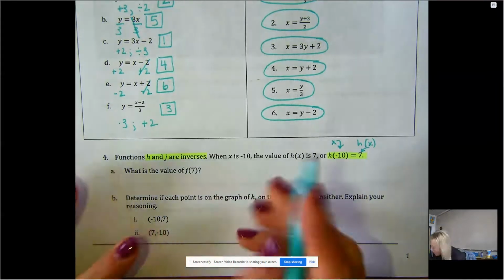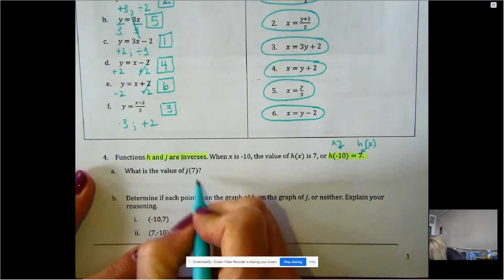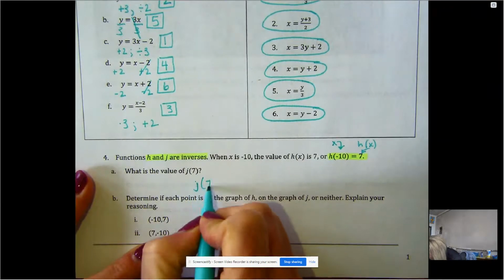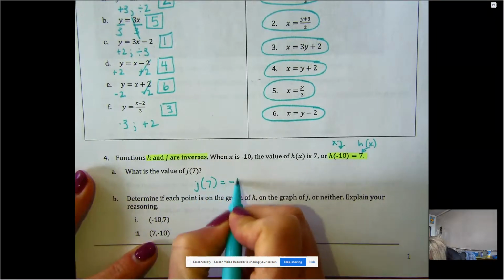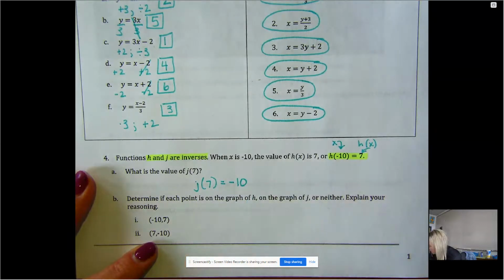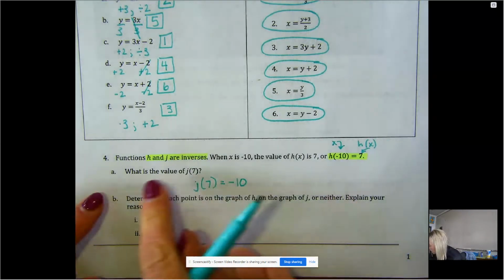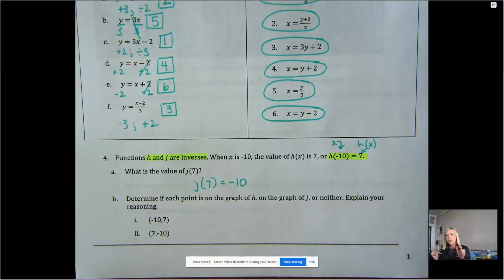So in function j, if 7 is the input, then negative 10 is the output. All right? So in a function's inverse, the input and the output reverse at every single point.